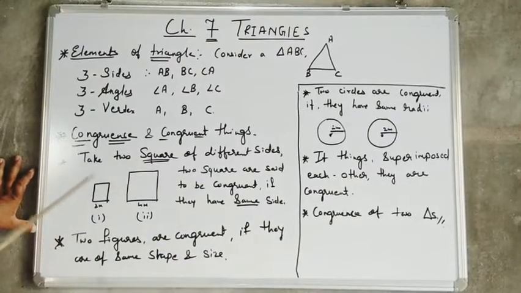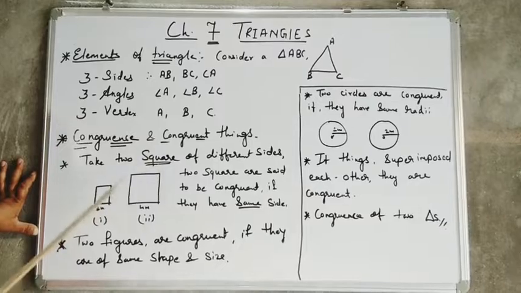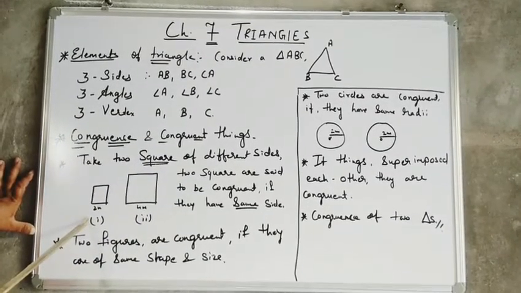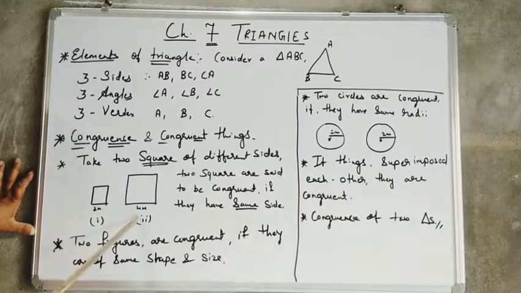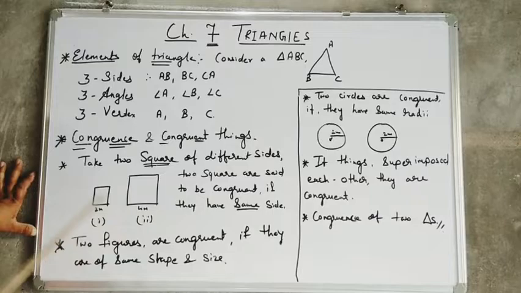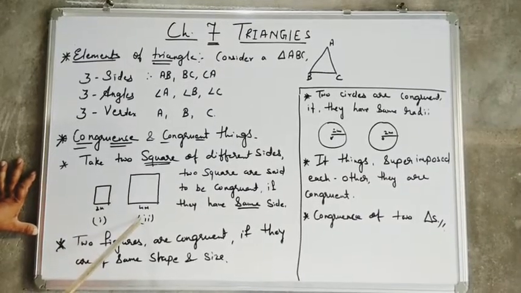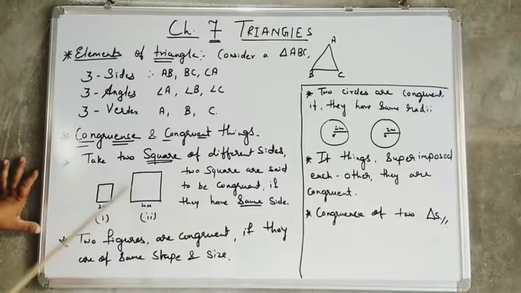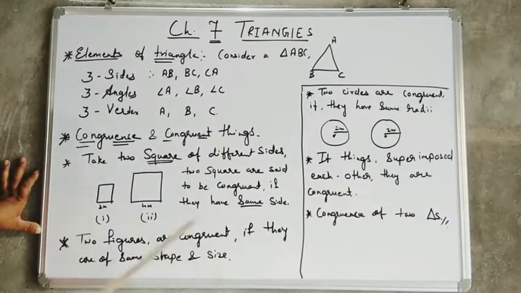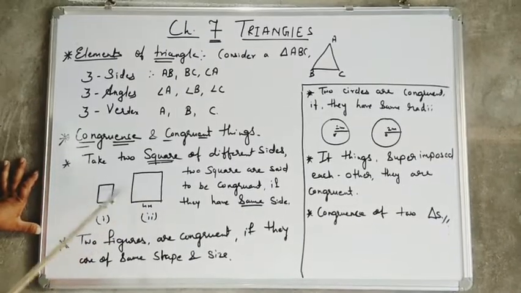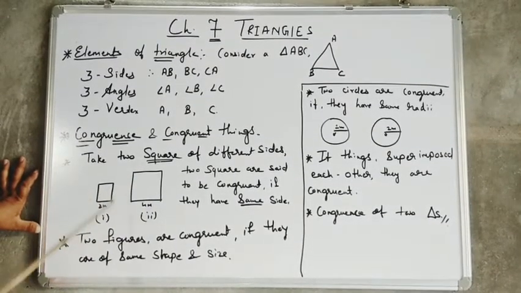Let us take a few more. Take 2 squares. Here I have drawn 2 squares. The side of one square is 2 meters and the other is 4 meters. One is of smaller size and the other is larger. Are they congruent? From the figure itself you can say that they are not of the same size. The shape may be the same but the sizes are not the same. So we can't say that both the squares are congruent.